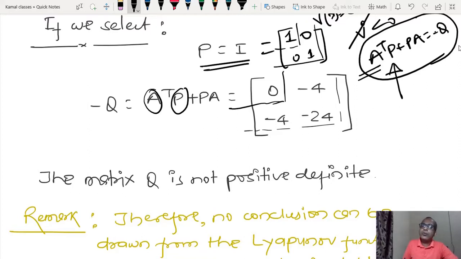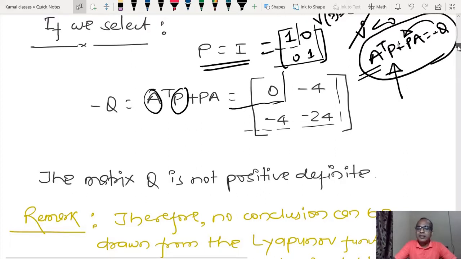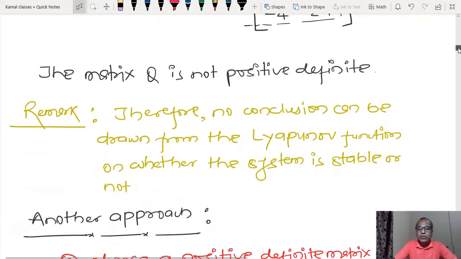So another way, now we are going to look at whether, if I select Q, it is possible to guarantee that P is positive symmetric definite or not. Okay, so Q I will select positive symmetric definite, and after that I am going to look towards P. We are going to see that it is possible to show that this kind of situation always exists. If A is Hurwitz and Q is positive symmetric definite, then I can guarantee that P is also positive symmetric definite.